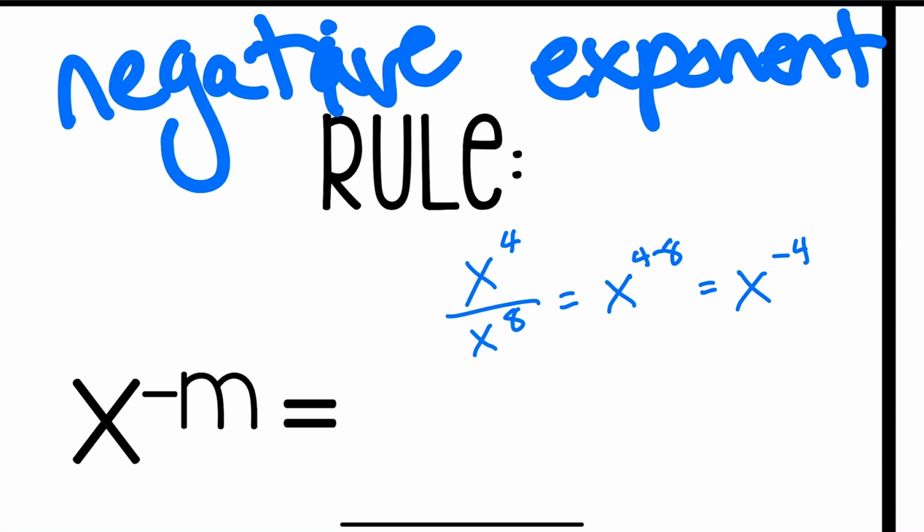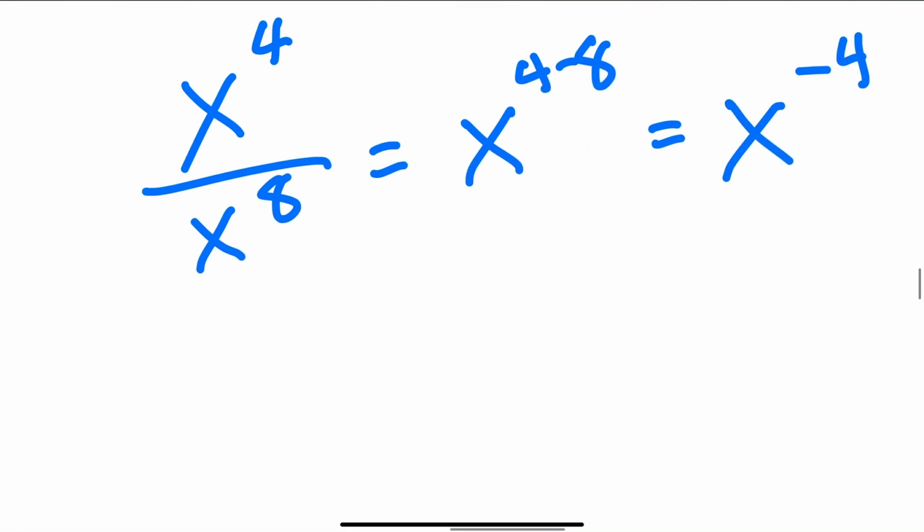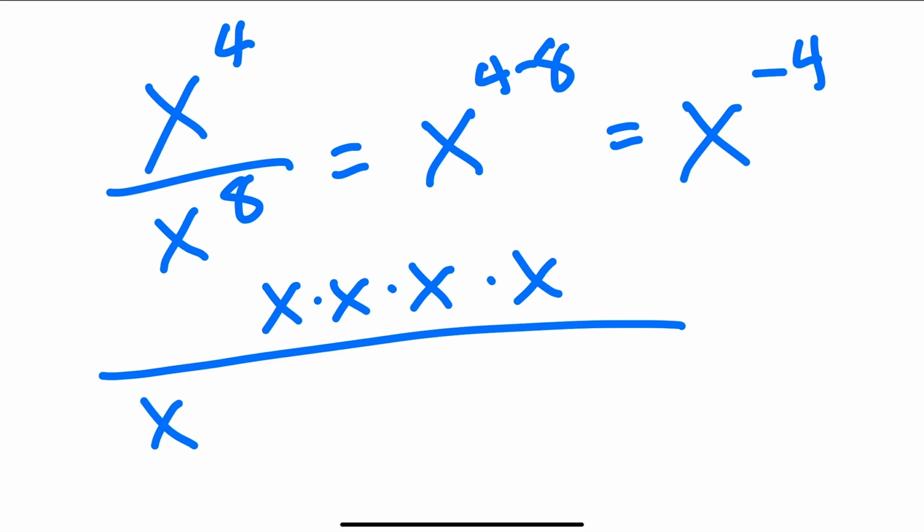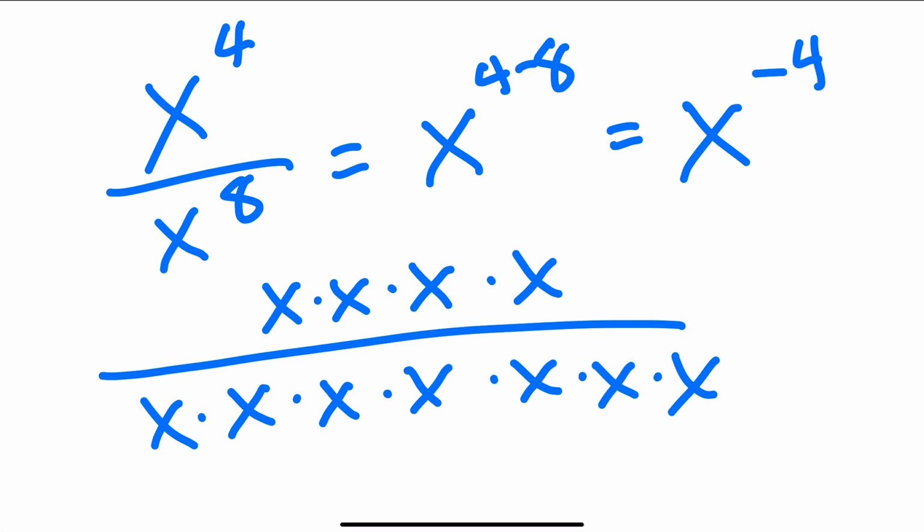So like I said, when we expand this out, we can kind of see what's going on here. So let's do this over again, but instead of just going with our direct rule, let's just write the whole thing out and see what's up. So I got 4 x's on the top, and I need 8 on the bottom.